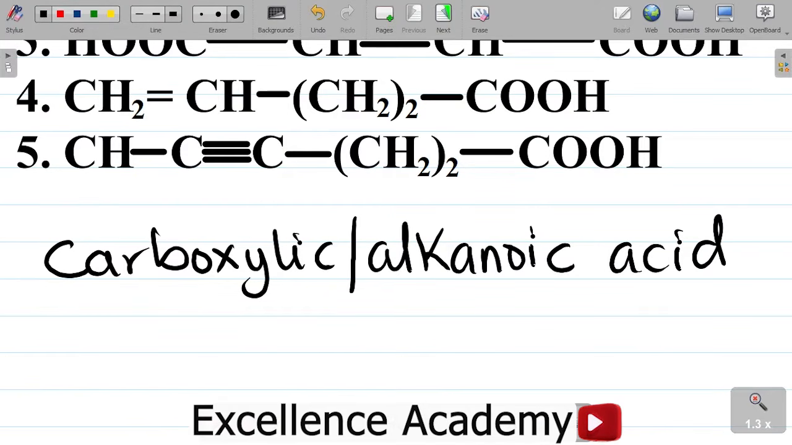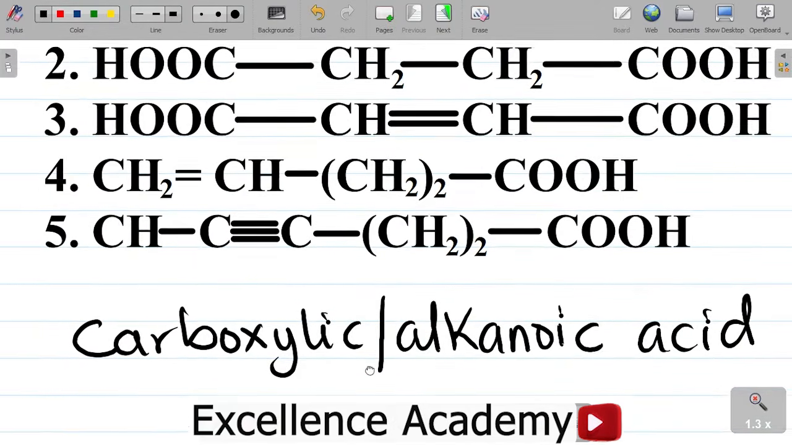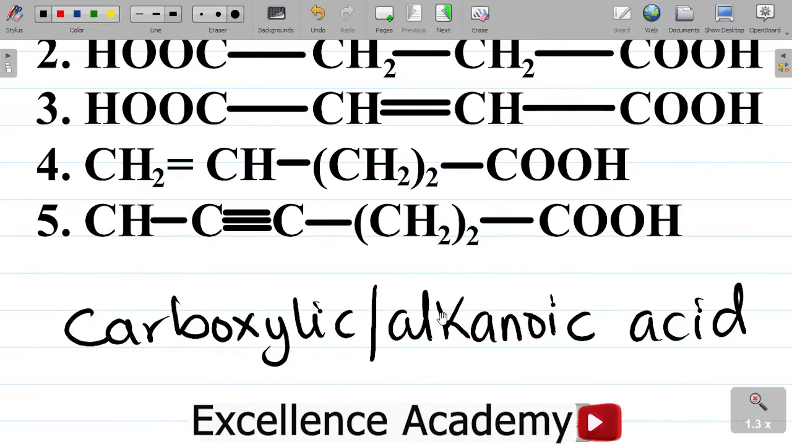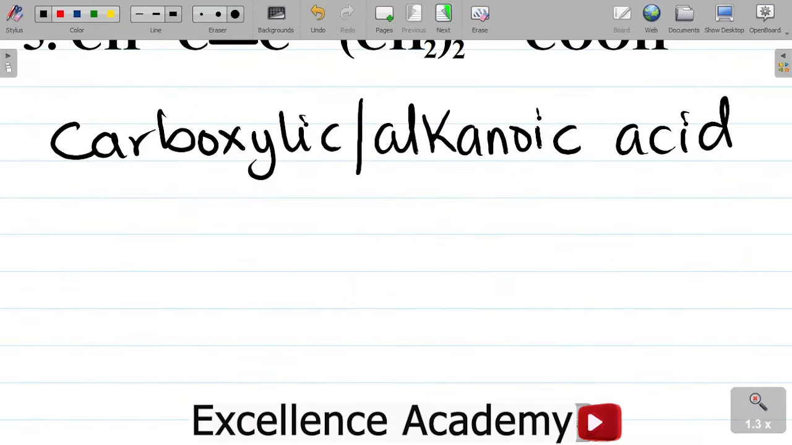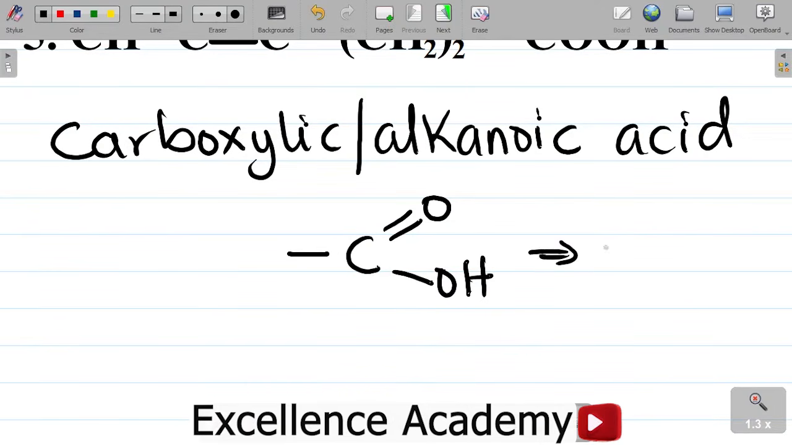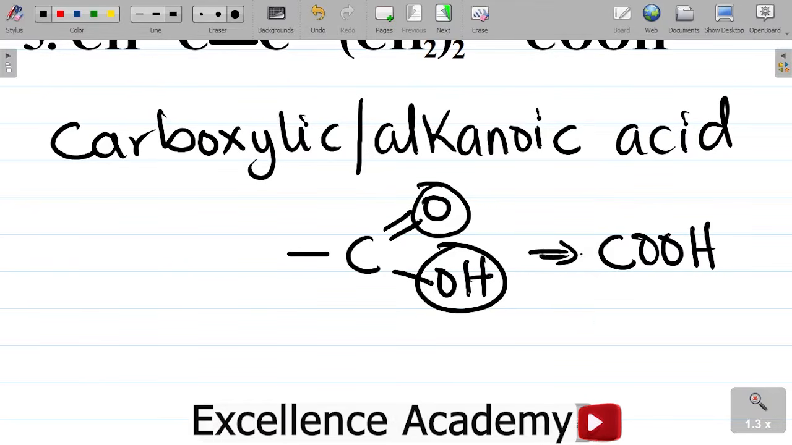Now, for the alkanoic acid, you can identify the homologous series called the carboxylic or alkanoic acid via the presence of the carboxyl group. The carboxyl group is what you have as this C double bonded to O, and then you have OH. This is written as C, then you have O, and then OH. So COOH. So when you have this, this becomes the functional group for the carboxylic or alkanoic acid.